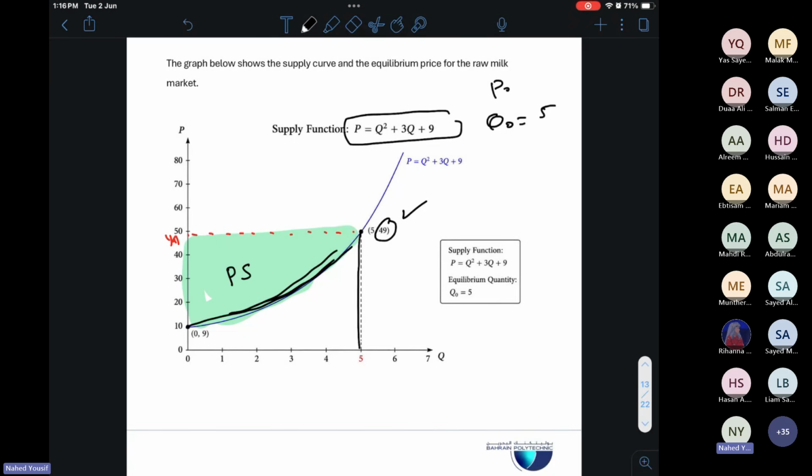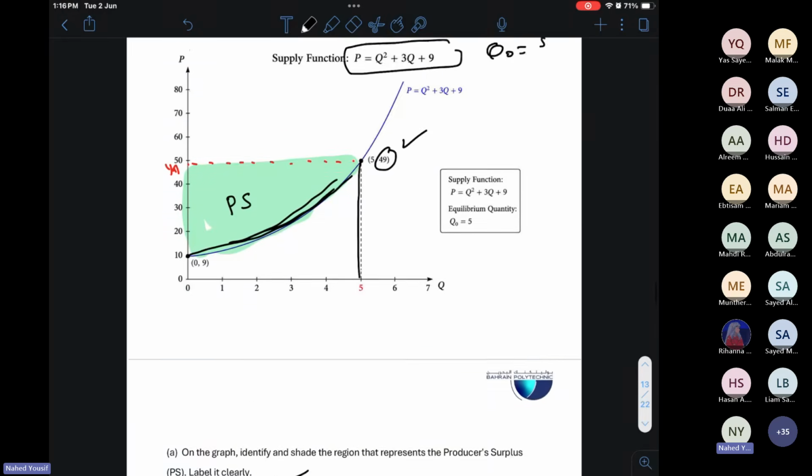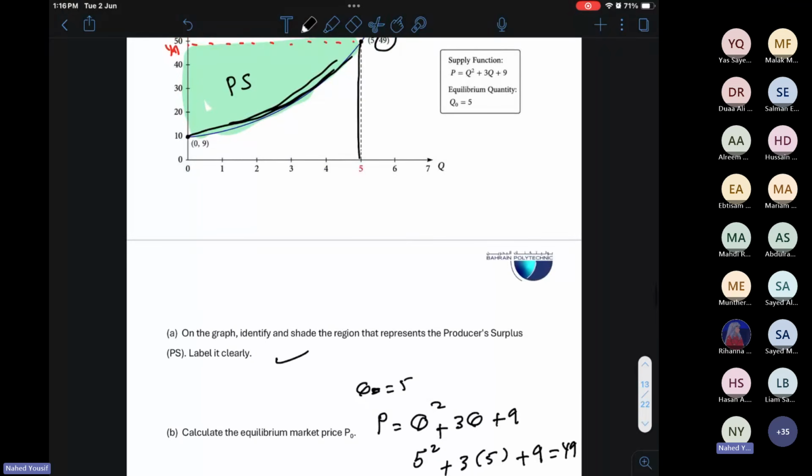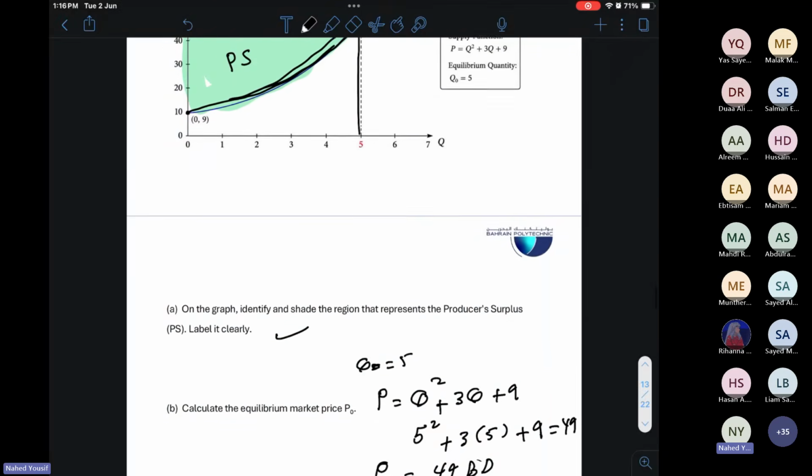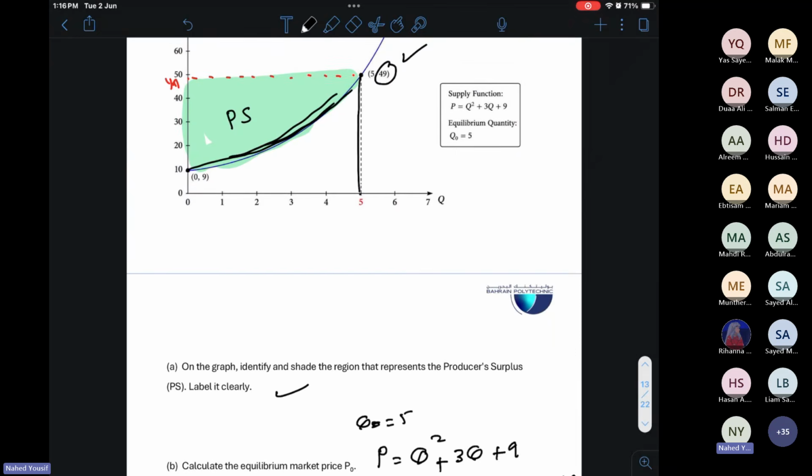Is it clear? And if not, you can do it on your own. You get Q is 5, and you get P naught. If it's not drawn for you, you can do it on your own. So you can just take 5 and 49. Okay? Is that clear?